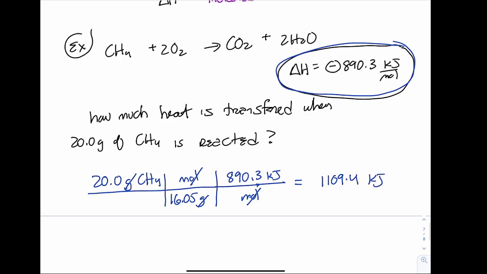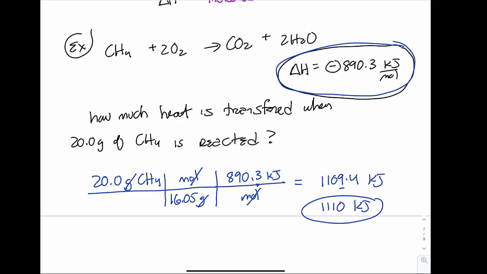Kilojoules of heat transfer. I do only want 3 significant digits, so this 9 is going to round that 0 up. So I'm going to have 1,110 kilojoules. Remember, if I don't have a decimal point, then this zero is not significant. So this number does only have 3 significant digits. You could write it in scientific notation also, but that would be the amount of heat that I'm transferring.